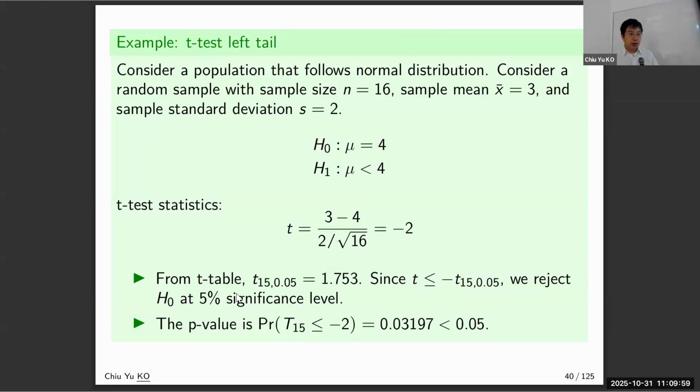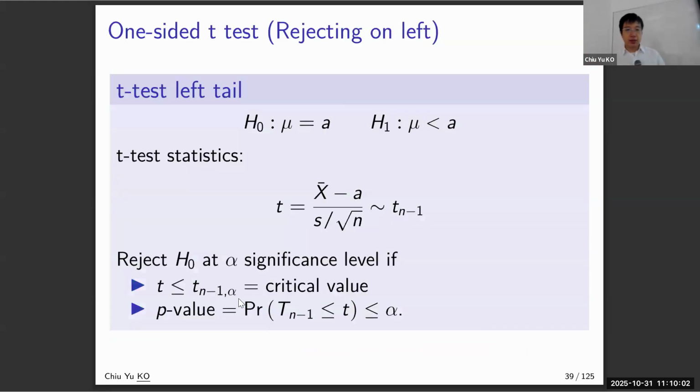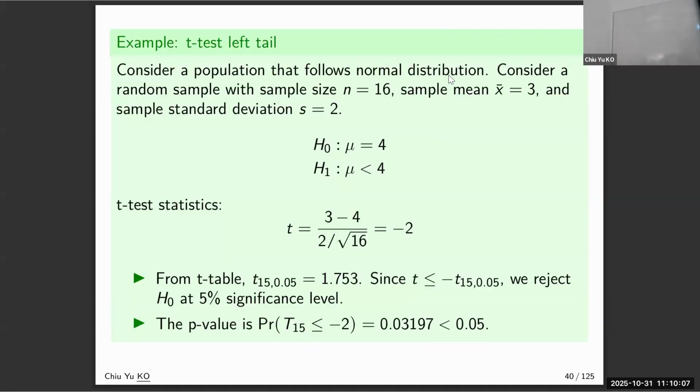So let me go to the left tail t. The same question here, now I'm asking less than. So I want to see if the population is normal. A random sample, size 16. Sample mean is 3, but I don't know sigma square. But luckily I know S, because from data you can calculate that. So again, my sample mean is a bell curve, because normal. So my sample mean is also normal, the random sample.